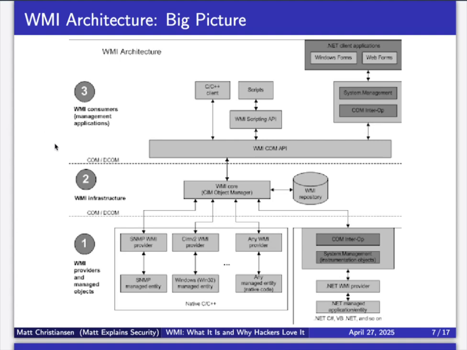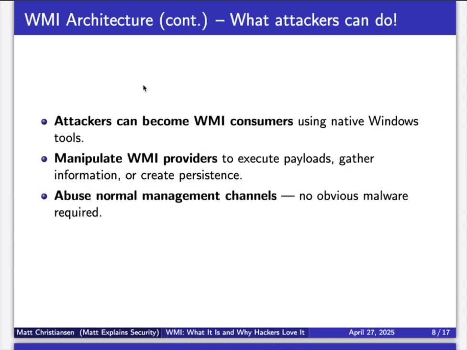And so this just goes over an architecture. I pulled this from the Microsoft site. This gives us a picture of where providers and managed objects are. This is the WMI infrastructure here with the core, and then the repository, and then the consumers here. So it continued, what attackers can do.